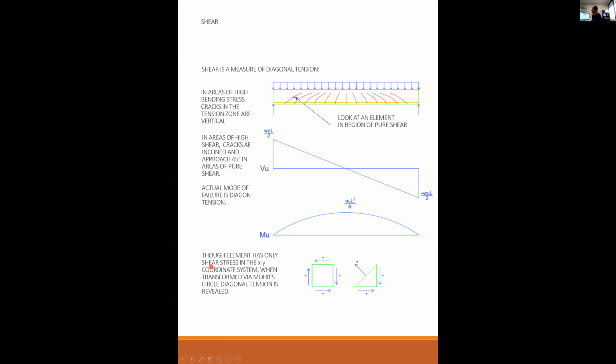So though the element has only shear stress in the XY coordinate system, when transformed via Mohr's circle, diagonal tension is revealed. And that is what fails it, because concrete is much weaker in tension than in shear. Thus, the shear failures are really diagonal tension failures. Okay, any questions on this concept?